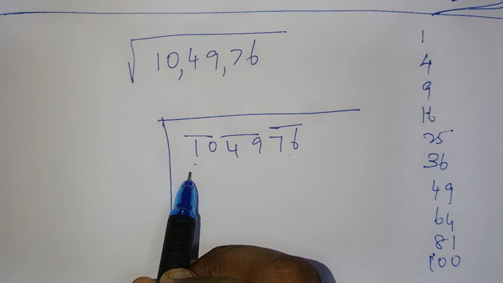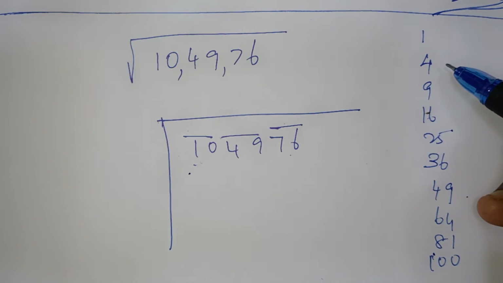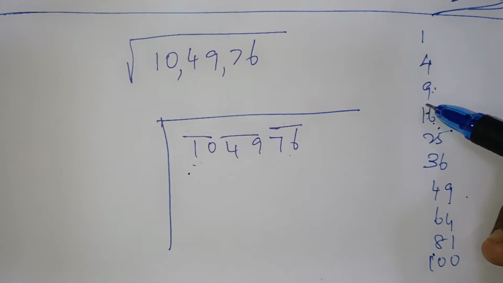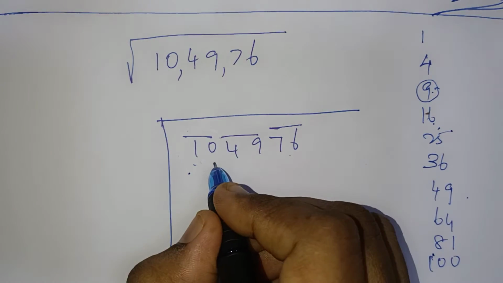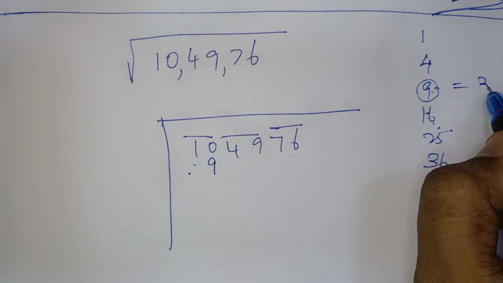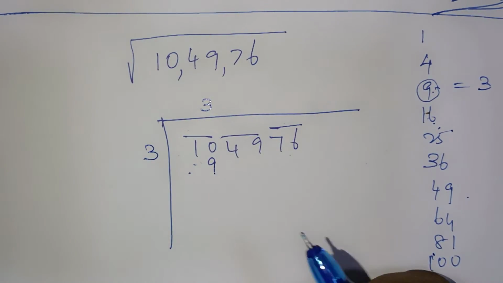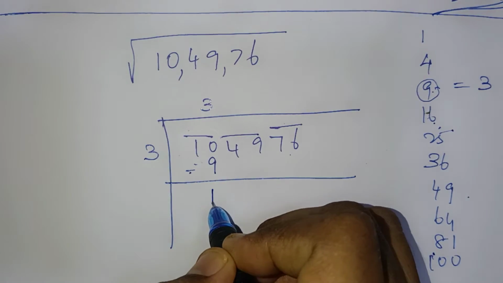Now, where is 10? Is 10 a square number? No. You have to take the nearest square number. 10 lies between 9 and 16. Out of these, you have to choose the lower value, the smallest value. Which is smaller, 16 or 9? 9 is the smallest value. 9 is the square of 3, so write 3 here and on the divisor side. Now you have to subtract. 10 minus 9 is 1.